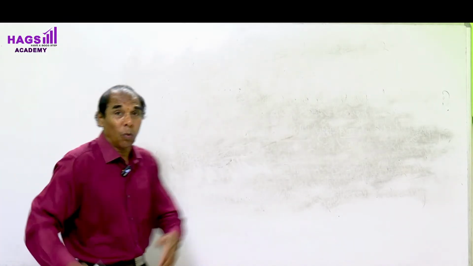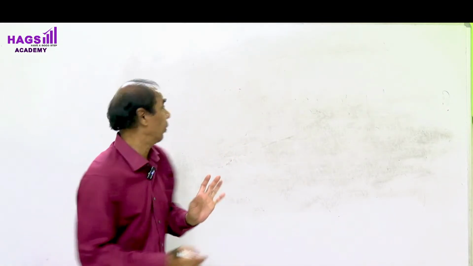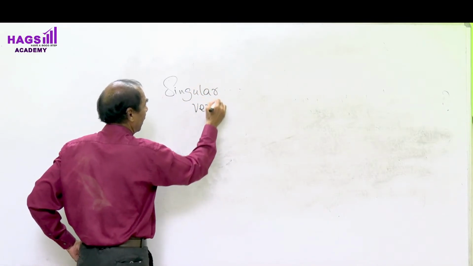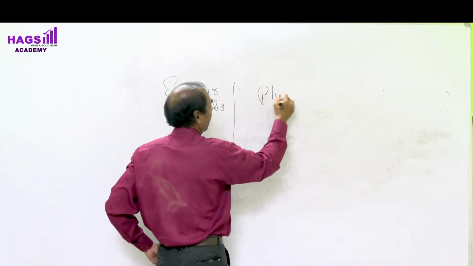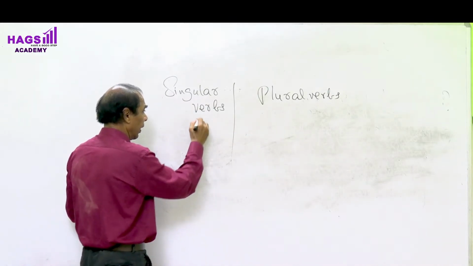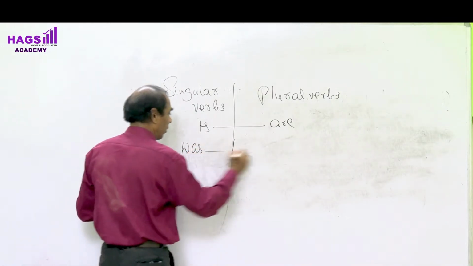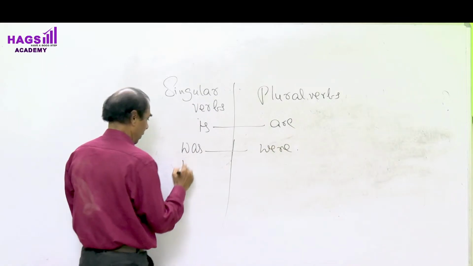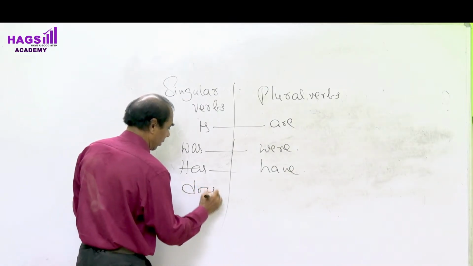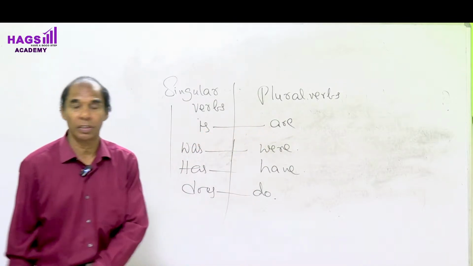First, see, what are singular verbs, what are plural verbs? I will give you the list of singular verbs and plural verbs. First note down. Write like this. Singular verbs, plural verbs. Is, are. Was, were. Has, have. Does, do. Not done. Only 4 we have in English. Singulars, plurals.